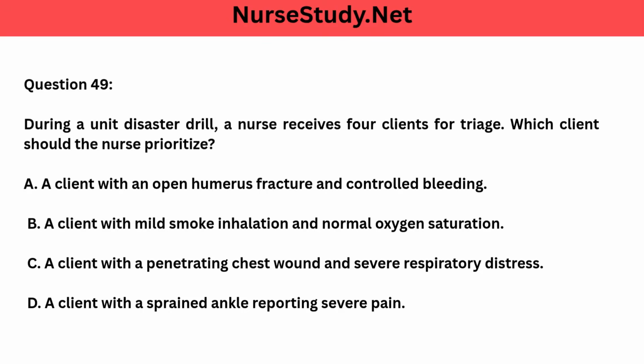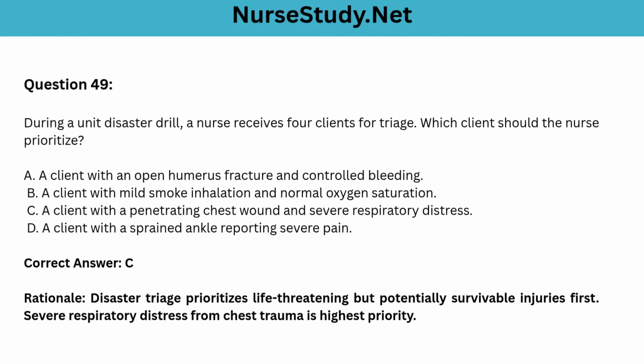Question 49. During a unit disaster drill, a nurse receives 4 clients for triage. Which client should the nurse prioritize? A. A client with an open humerus fracture and controlled bleeding. B. A client with mild smoke inhalation and normal oxygen saturation. C. A client with a penetrating chest wound and severe respiratory distress. D. A client with a sprained ankle reporting severe pain. Correct answer. C. Rationale. Disaster triage prioritizes life-threatening but potentially survivable injuries first. Severe respiratory distress from chest trauma is highest priority.